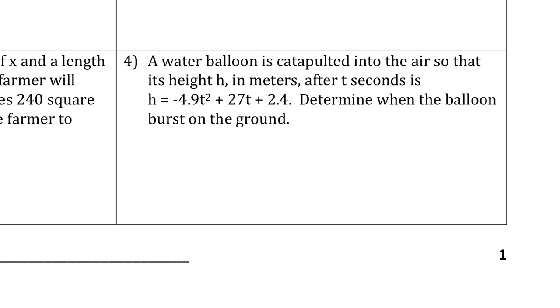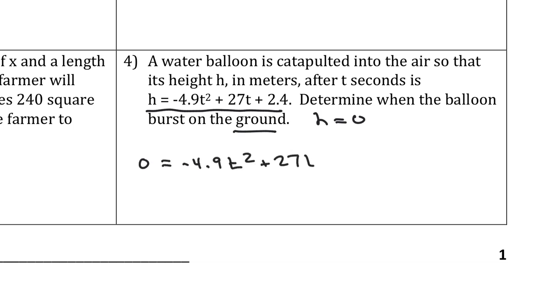You have your water balloon catapulted into the air. You're given your height equation. Determine when the balloon bursts on the ground. Remember, if your balloon is on the ground, the height is 0. So 0 equals negative 4.9 t squared plus 27t plus 2.4.